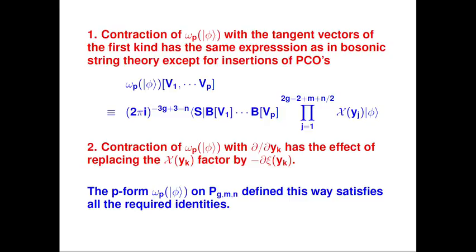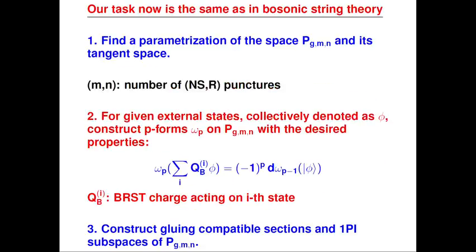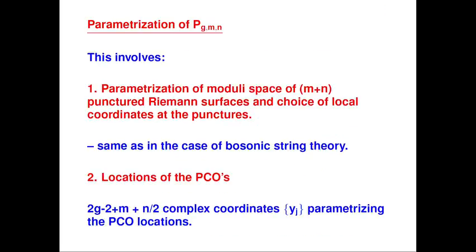And it turns out that with this simple replacement, the p-form omega_p of phi on PGMN satisfies all the required identities. And all you need for proving these required identities is again standard techniques of conformal field theory on a Riemann surface. There are standard relations involving conformal field theory on a Riemann surface, which allow you to prove in particular that omega_p satisfies this identity that I wrote here, and also that if we evaluate omega_p on conventional on shell states and integrate over a section, you get back the usual string amplitudes.